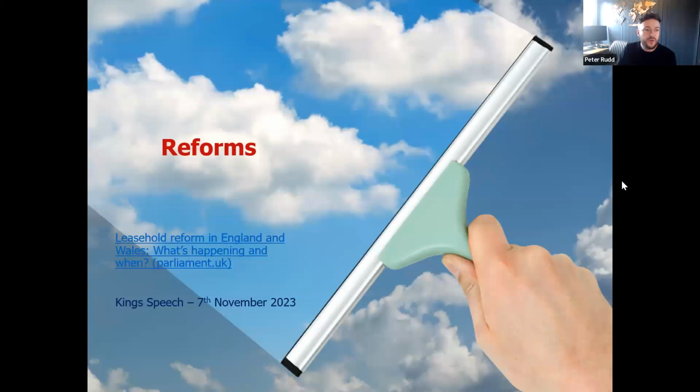Right, and then going on to the reforms, there are upcoming reforms, and as I said, there was a change to the ground rent bill last year. So there are incoming reforms, and we can't say when these are going to become law. It's going to be a very long process until these actually become law, but there is a King's speech on the 7th of November that you might like to listen to, where this will be covered.